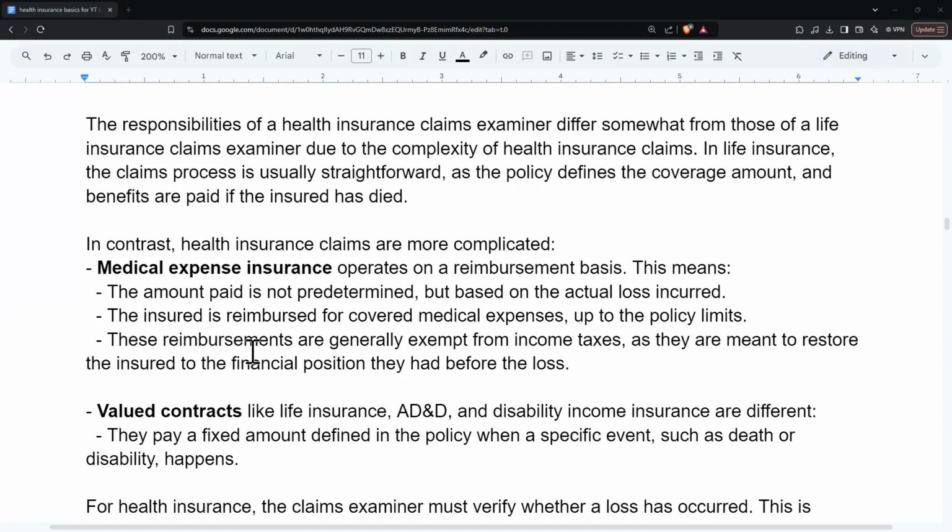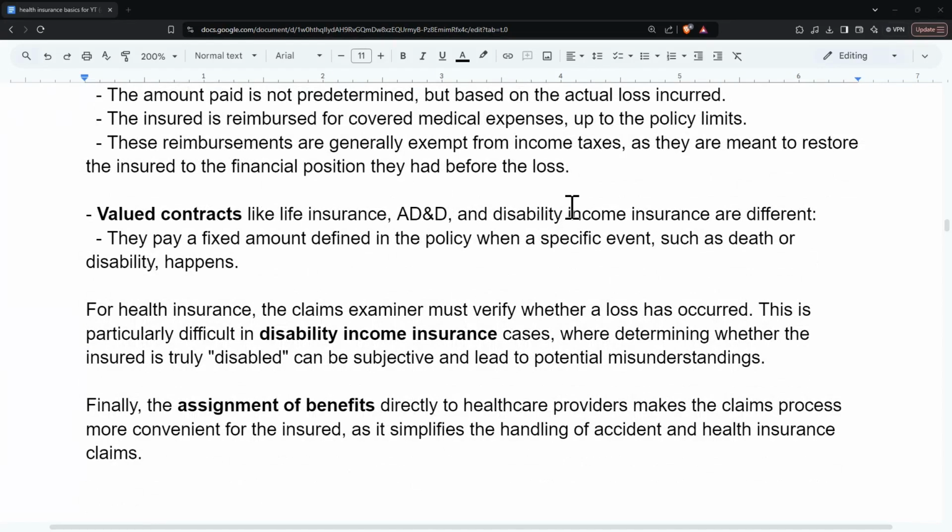These reimbursements are generally exempt from taxes because they're meant to restore the insured to the financial position they had before the loss. So they're tax exempt, meaning the benefits paid out, the reimbursements, are not taxable because the insured isn't really gaining anything. They're just getting back to where they were before they got sick or injured.